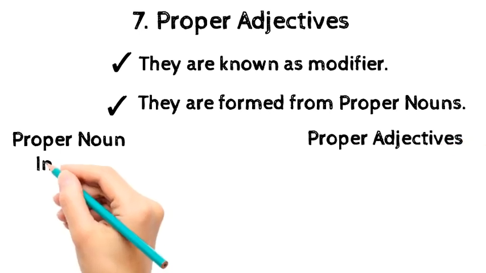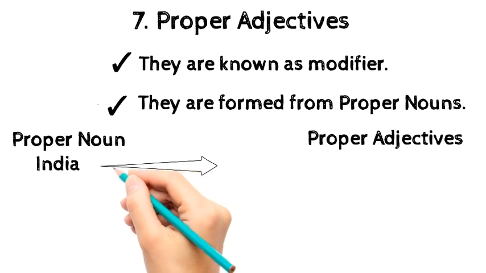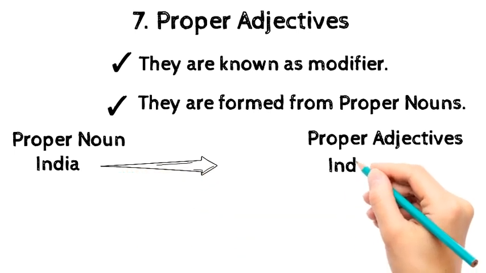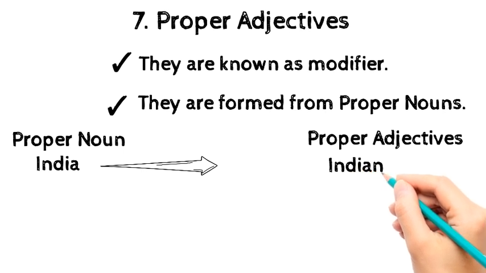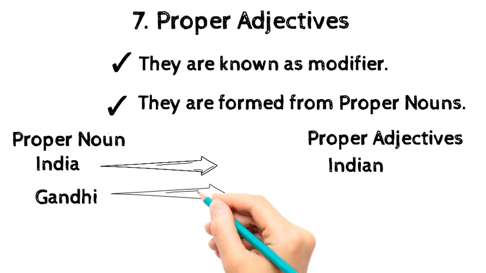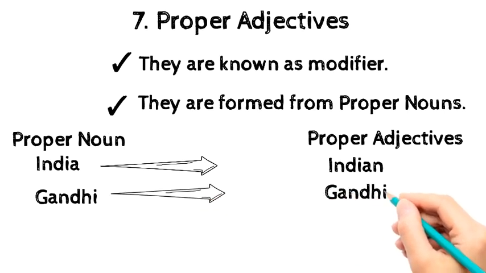Okay, now let's consider the word India, which is a proper noun. When we convert the word India into a proper adjective, it will turn into Indian. And the word Gandhi will turn into Gandhian in proper adjectives. So this is the simple step to convert proper nouns into proper adjectives. So there is no confusion in it.